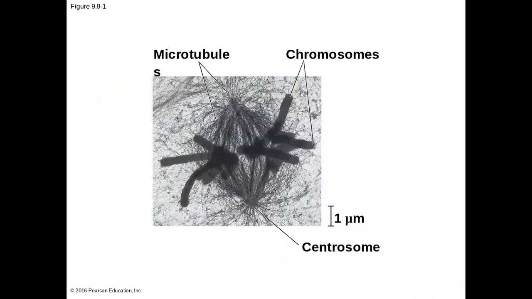So you can see here a little bit more closely. These are your spindles, the spindle fibers, the microtubules. Here's your chromosomes, and they're attaching to the chromosomes and moving them apart. And then this is the centrosome, which contains the asters, which have all these microtubules.